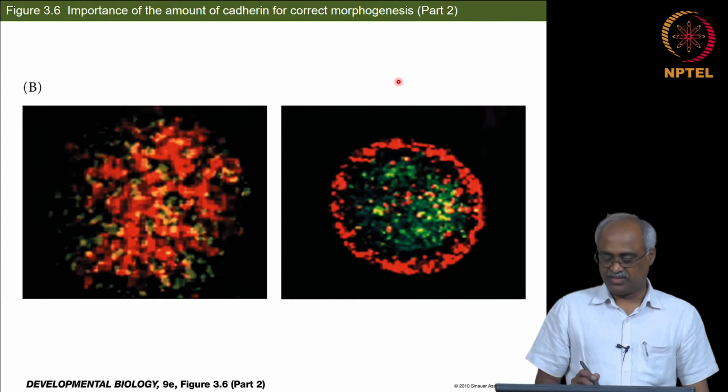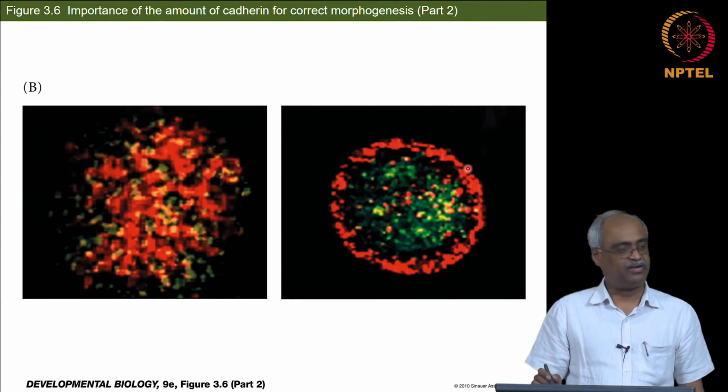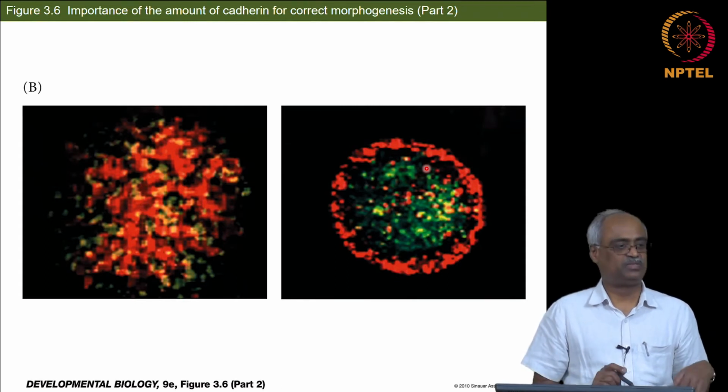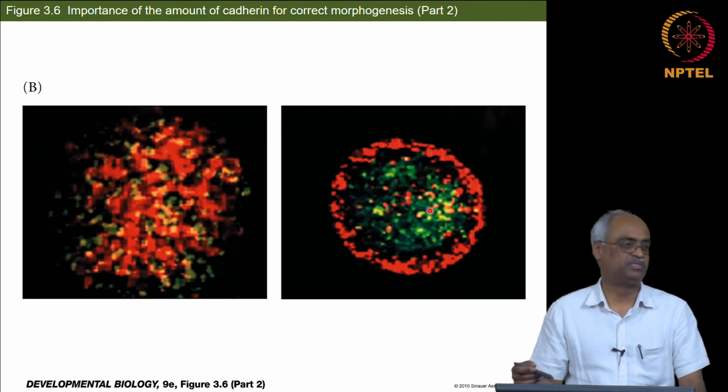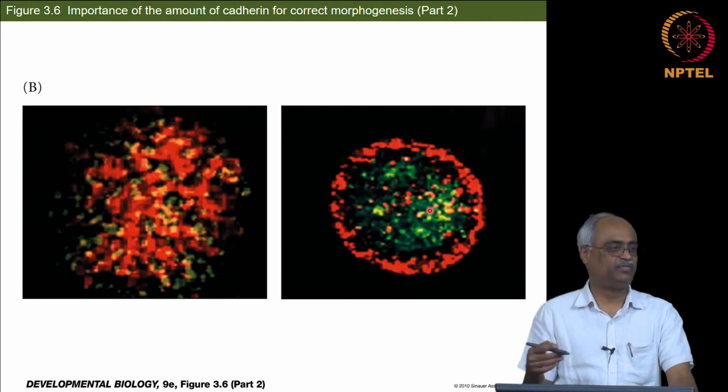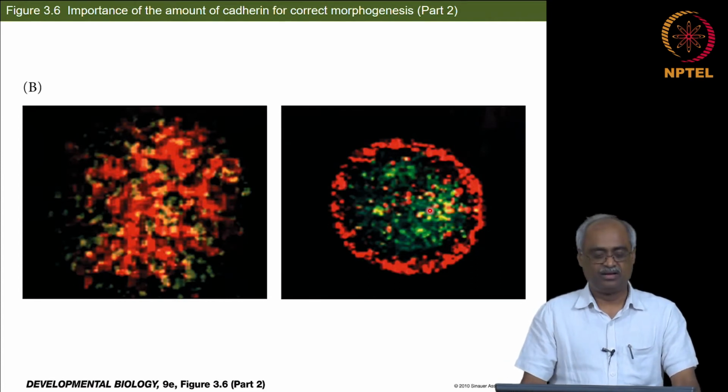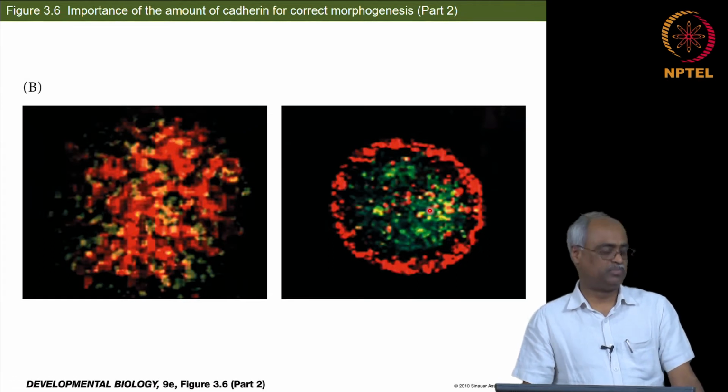Here you have these two cells, the green and red cells are identical cells, it is not that they are different in any way, just that the green cells express more cadherin than the red cells. As a result the green one goes inside. They did this experiment with a variety of cells with different cadherins and different amounts, and they convinced themselves that the amount of cadherin present on the cell surface matters for where a given cell is going to be present in the embryo.